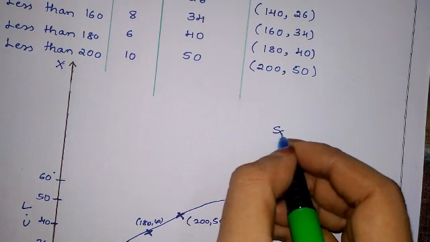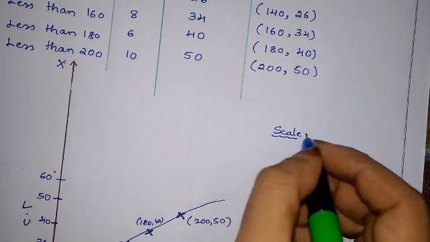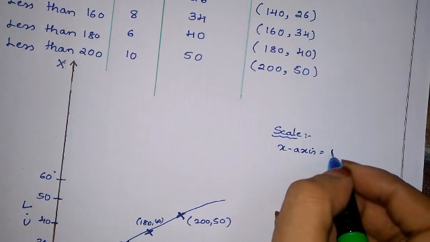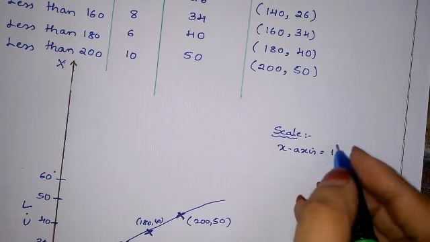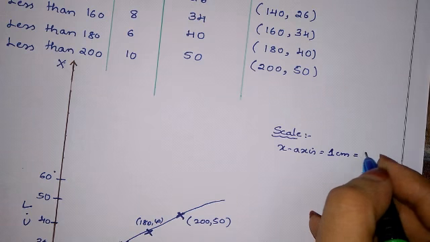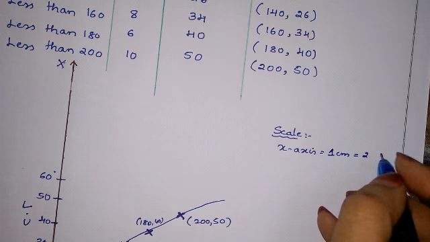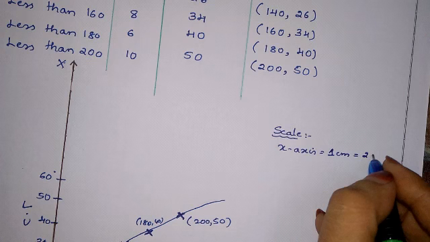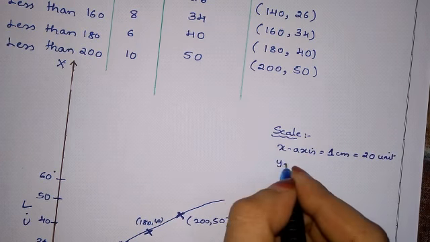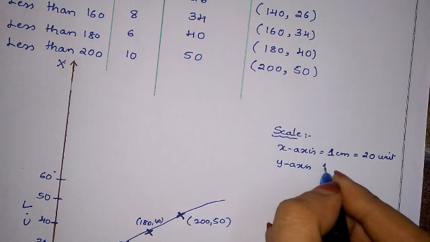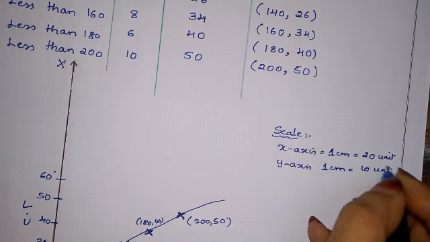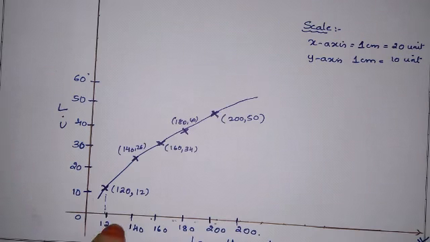Scale, you should not forget to write. Scale is equal to: x-axis, 1 centimeter is equal to 20 units. Difference is 20 units, and y-axis, 1 centimeter is equal to 10 units. How 20 units? Let me explain to you.